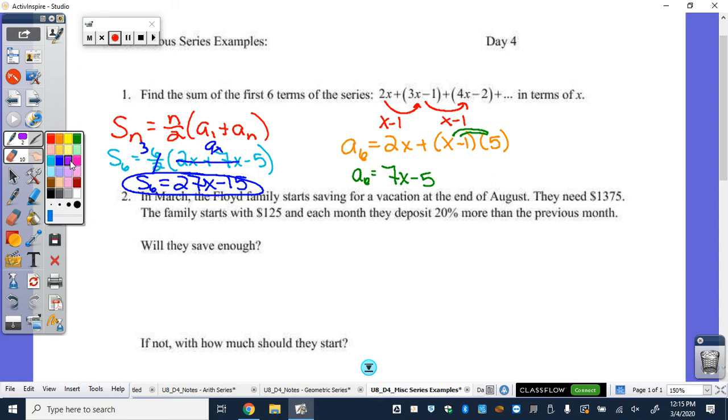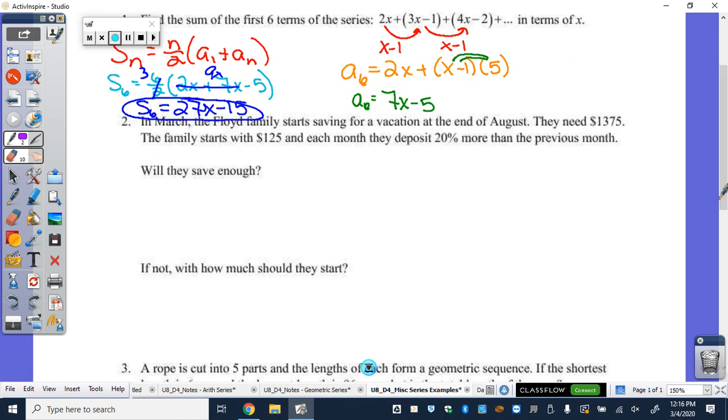So then our last one for today. In March, the Floyd family starts saving for a vacation at the end of August. They need $1,375. The family starts with $125, and each month they deposit 20% more than the previous month. So will they save enough?